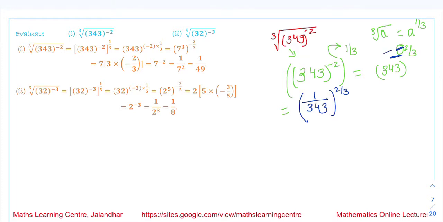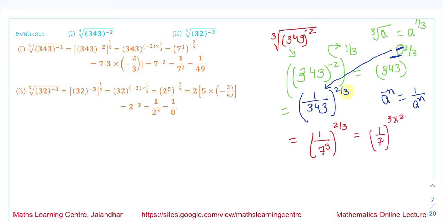To remove this negative sign, we are using the formula a raised to the power minus n is equal to 1 over a raised to the power n. Now we see that the denominator over here is 343, so we try to write this term in powers of 7. The answer you will get is 1 over (7 raised to the power 3) whole raised to the power 2 by 3. That is equal to 1 by 7 raised to the power 3 into 2 by 3. This 3 gets cancelled, so you will get 1 over 7 square, that is equal to 1 over 49. This is the answer.